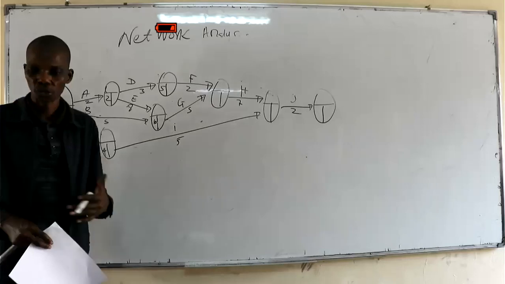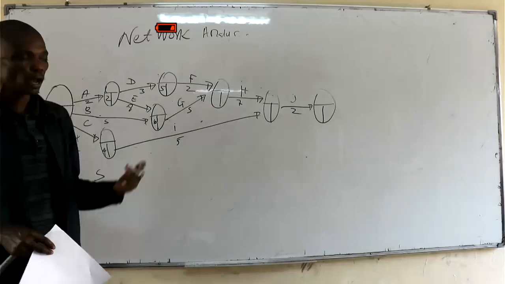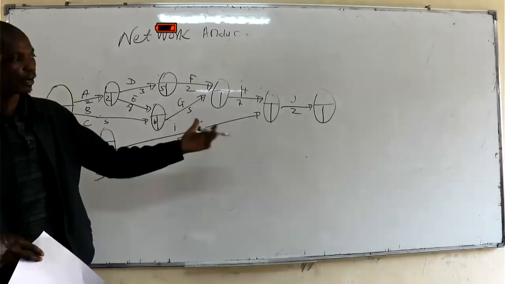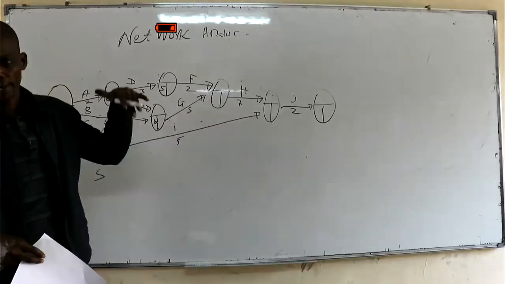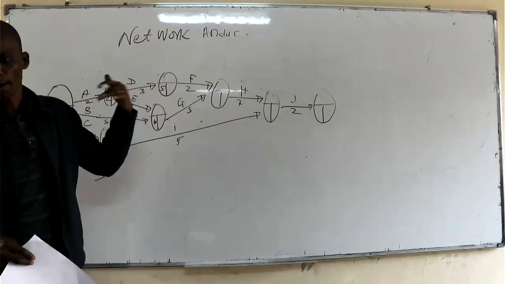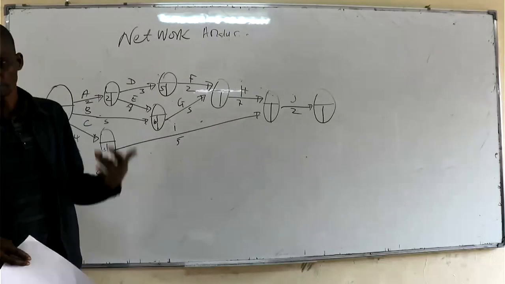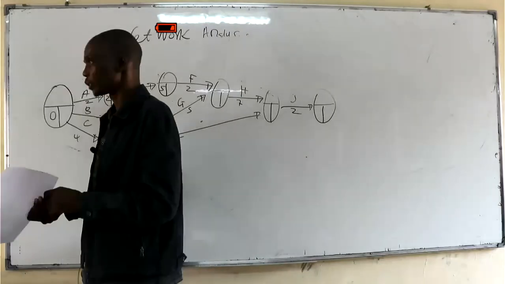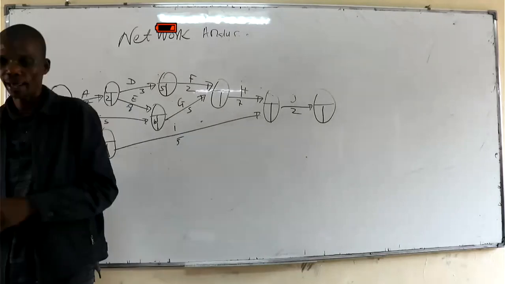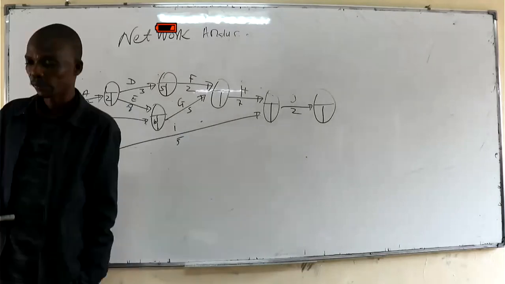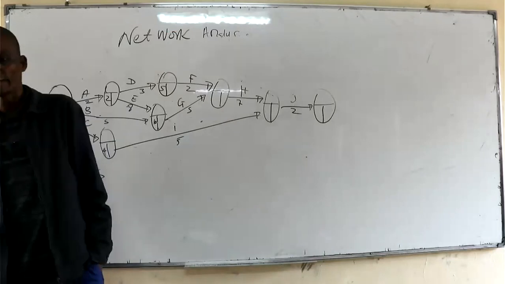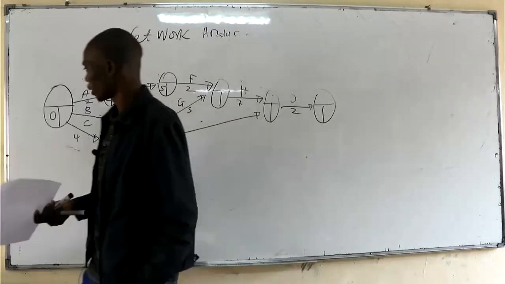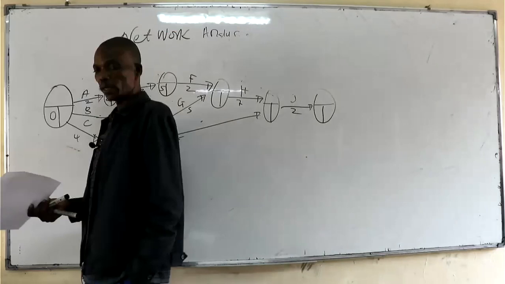Now, after we have reached the end, we shall be coming back when we do what we call a backward pass. In the backward pass, we are subtracting, and we shall also see what happens where 2 paths converge at a point. Where 2 paths converge at a point, when it's backward pass, you evaluate and you take the least. But when it's forward, you evaluate and you take the largest.